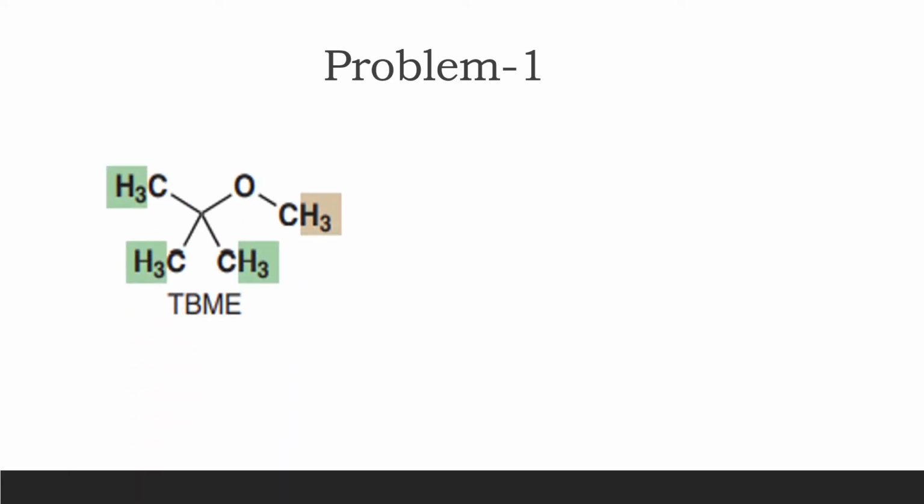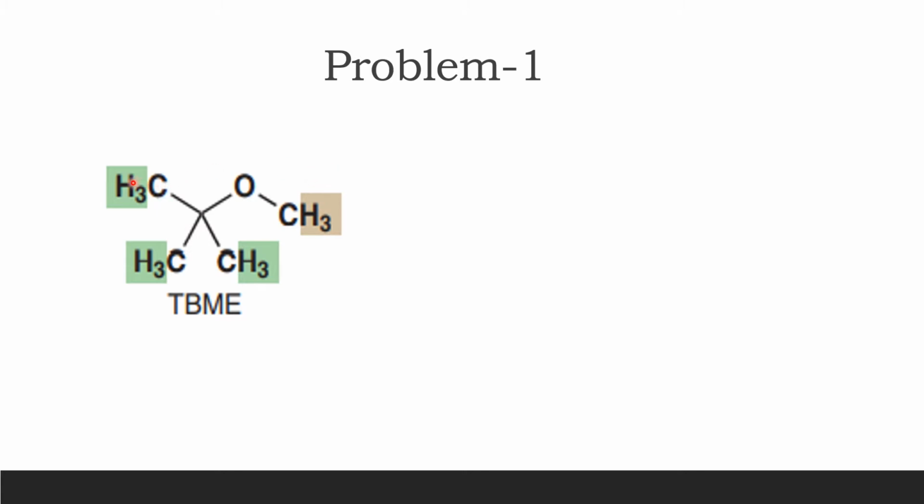We will see all the problems one by one. The first problem is this one, TBME. This is tertiary butyl methyl ether, which we call TBME. Here we have to segregate the hydrogens in different ways. If the hydrogens are in the same environment, we keep them as one type, and if they are in a different environment, we keep them as another type. We can mark them as 1 and 2.